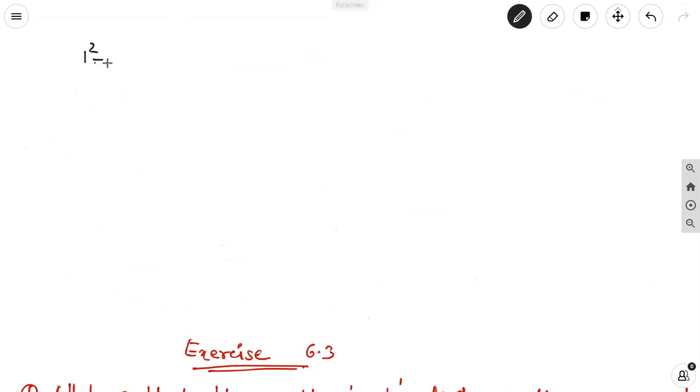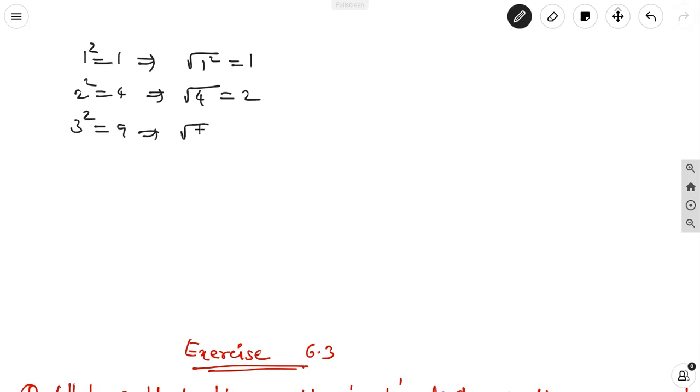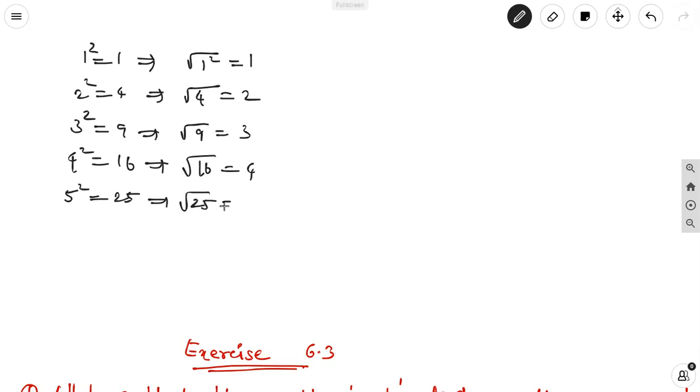Suppose 1 squared equals 1, so the square root of 1 squared is 1. 2 squared equals 4, that is, the square root of 4 is 2. 3 squared equals 9, the square root of 9 is 3. 4 squared equals 16, the square root of 16 is 4. 5 squared equals 25, the square root of 25 is 5. 6 squared equals 36, the square root of 36 is 6.